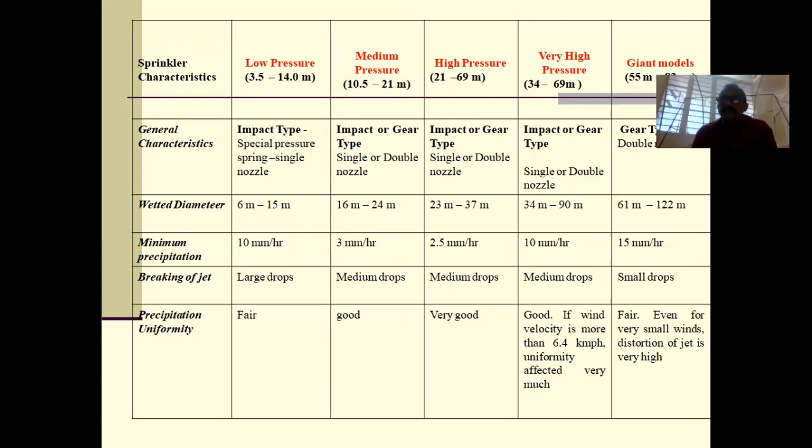And last is the giant models, which have a pressure greater than 55 meters, and they have a rotation of sprinklers with gears, and mostly they are double nozzled, and they have a wetted diameter of 61 meters to 122 meters. The precipitation is still larger. We get 15 millimeter per hour, and droplets are very small.